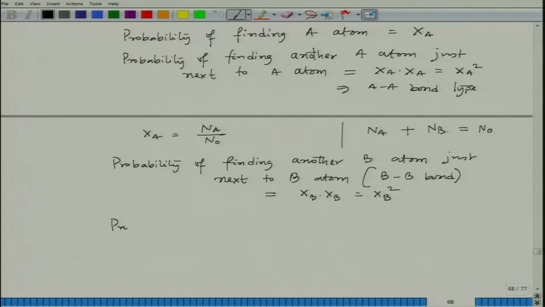So, now the probability of finding B atom next to A atom is nothing but, first the probability of finding A atom at any site, which is XA, and then the next site would be occupied by B atom, so XB. Because here we are trying to find out AB bond with reference to A atom, we will also see the possibility of AB bond formation with reference to B atom.